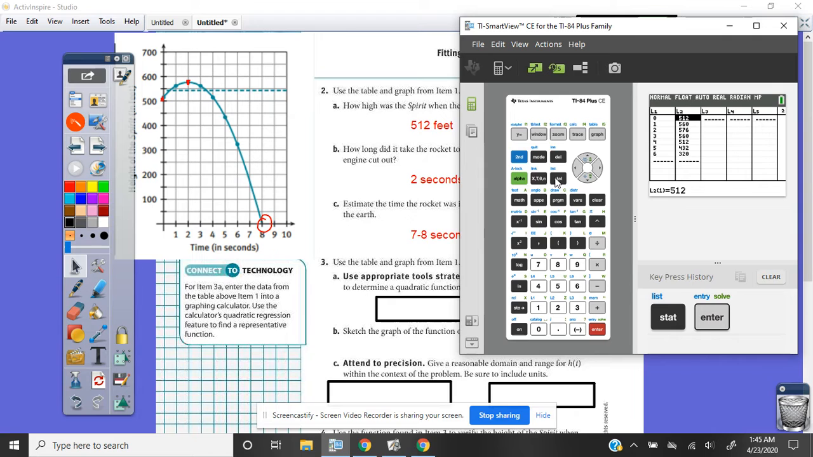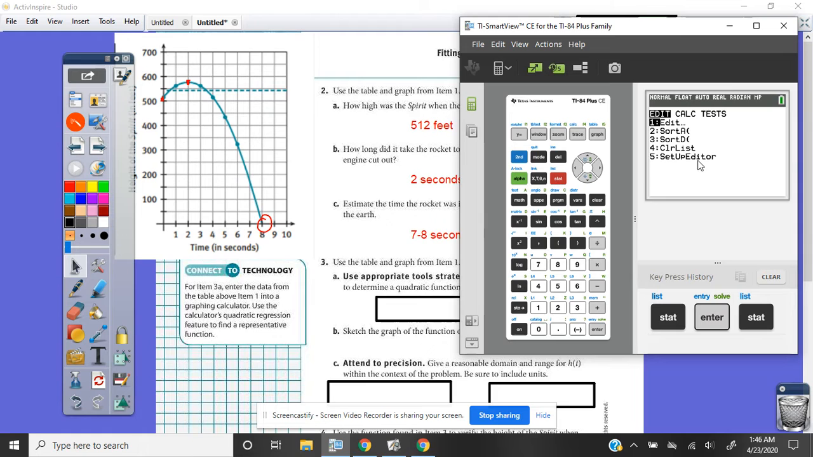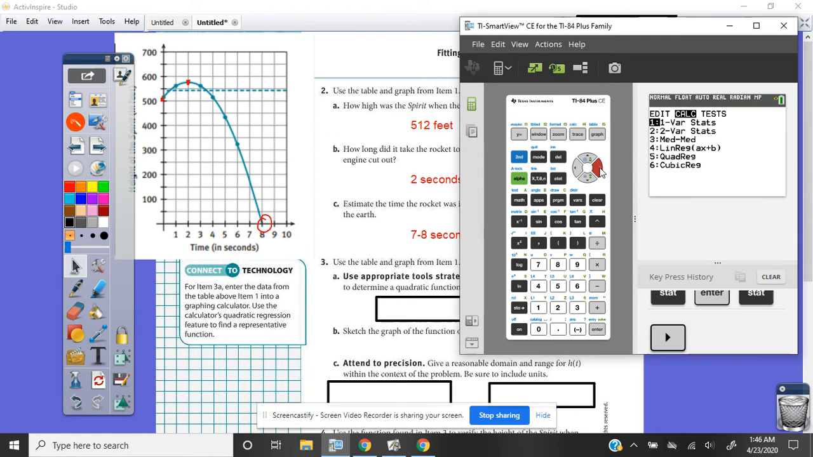Now that I've got my times and my heights in there, I need to calculate the regression. So Stat, I'm going to go over to Calc, and I want number 5. We want a quadratic regression. Okay, so it gives us the formula, negative 16x squared plus 64x plus 512.